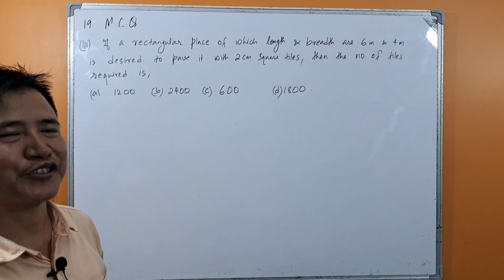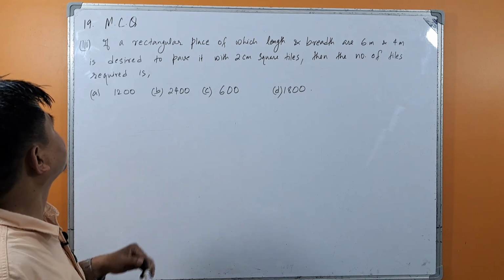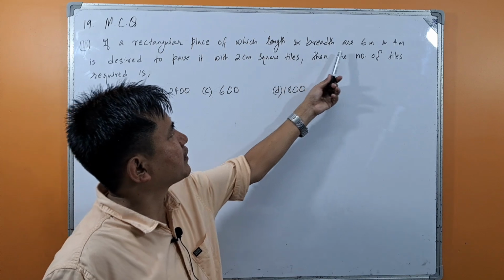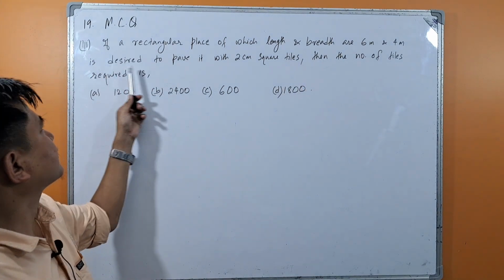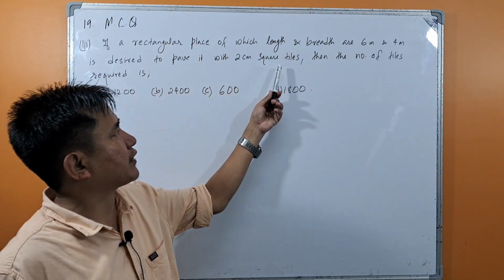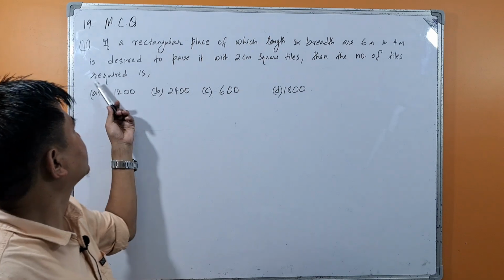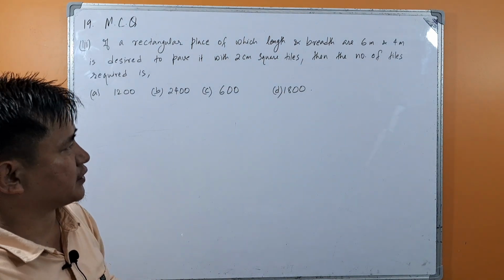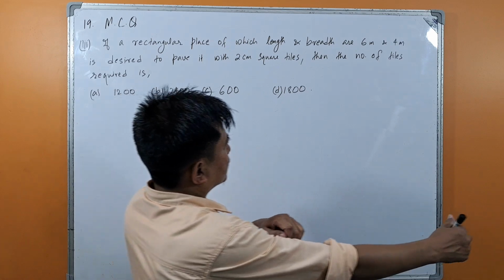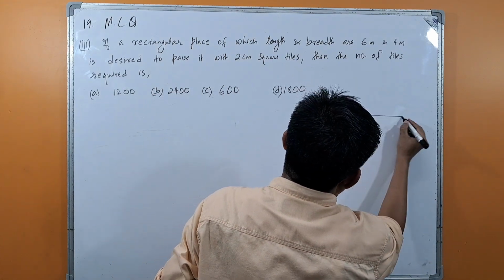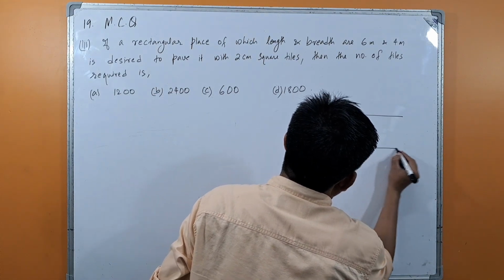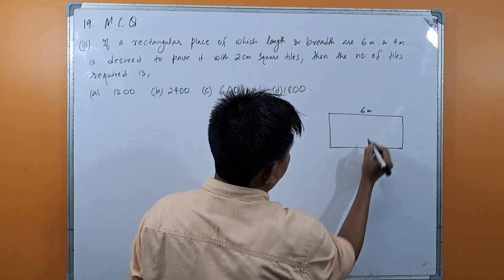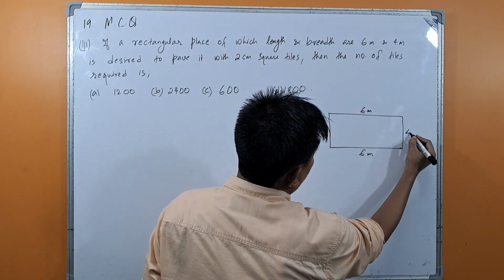Okay, now let us do question number 3 of 19. If a rectangular place of which length and breadth are 6 meter and 4 meter is desired to pave it with 2 centimeter square tiles, then the number of tiles required is, we have given 4 options, we are asked to choose the correct one, isn't it? First let us understand this question. We have a rectangular place here. Length of this rectangular place is 6 meter, okay, and breadth is 4 meter.